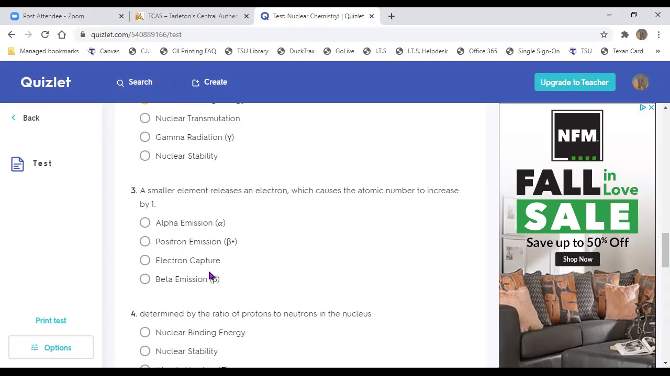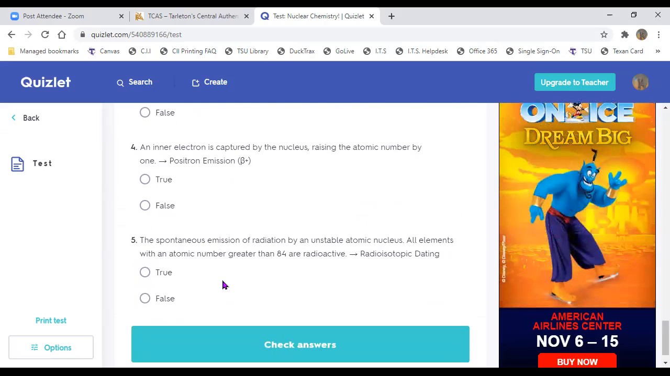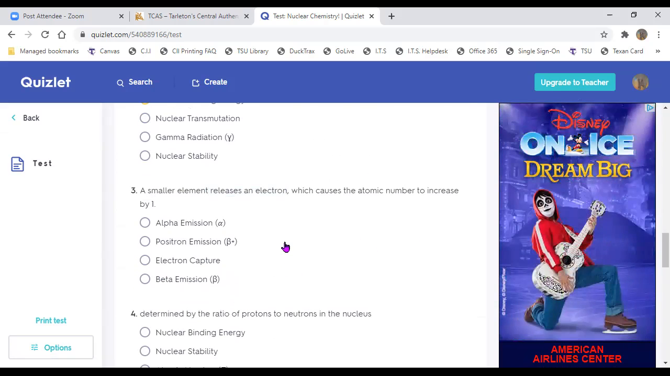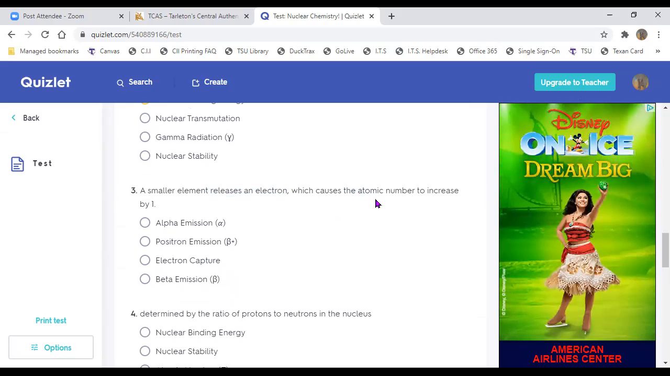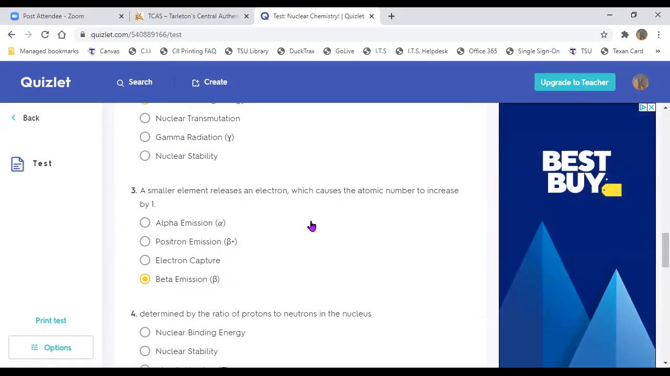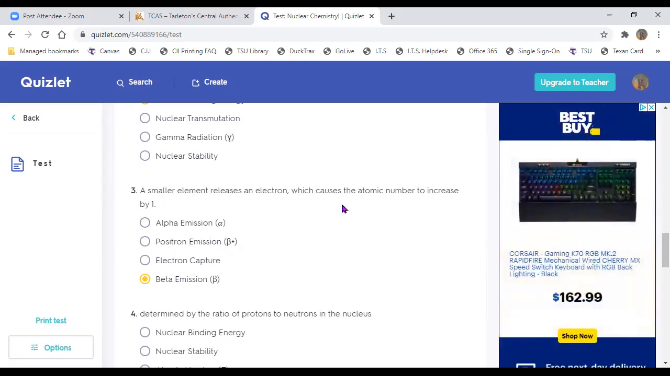So yeah, electron capture, I think we have another question about that later. But electron capture is whenever the nucleus captures an electron, which then causes the atomic number to decrease by 1. But when it releases an electron, it's going to be beta emission. So beta emission is when it's releasing an electron. Alpha emission is when it's releasing an alpha particle. Positron emission is when it's releasing a positron. And electron capture is when it's capturing an electron.